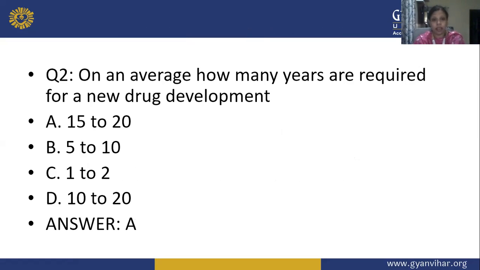Next is, on an average, how many years are required for a new drug product? So on an average, 15 to 20 years are required for a new product to come to the market. This we have discussed in our last class. So 15 to 20 is right, and 5, 10, 1, 2 and 10, 20 are wrong. So on an average, at least 10 to 20 years are required for new drug development.